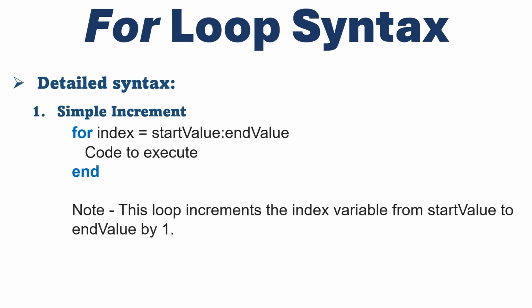And here again, same story: the index is basically the loop control variable. The start value is the initial value of the index. The end value is the maximum value for the index, and the loop will run until this value is reached.